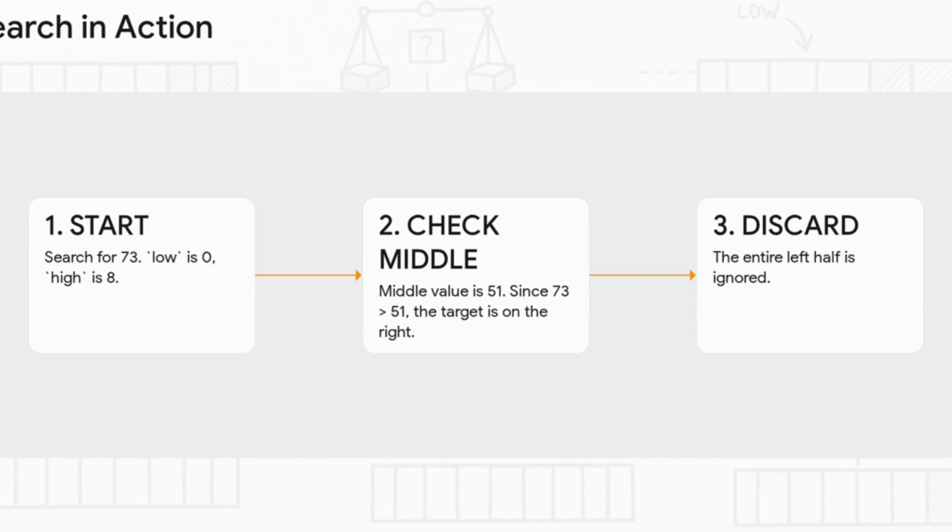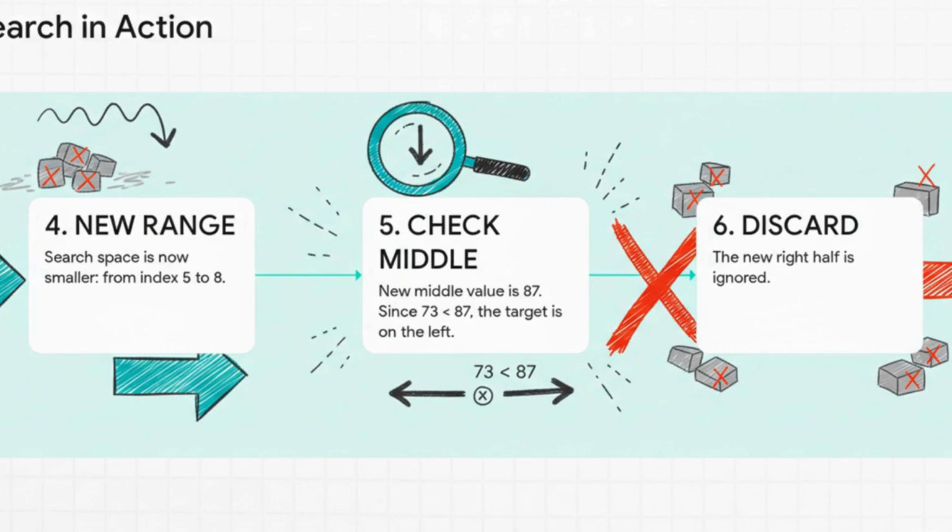Well, 73 is bigger. So we know for a fact it can't be anywhere in the left half. And just like that, poof, we can completely ignore all those numbers. So now our search area is way smaller, just from index 5 to 8. What do we do? The exact same thing. We find the new middle, which is at index 6, and the value there is 87. Okay, is our target, 73, bigger or smaller than 87? This time it's smaller, so we know it has to be to the left of 87. And boom, we get to throw away the entire right half of our new range.